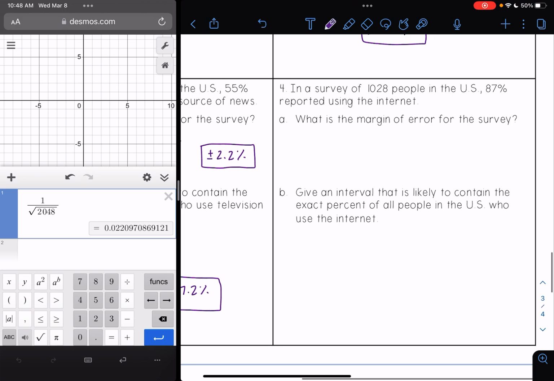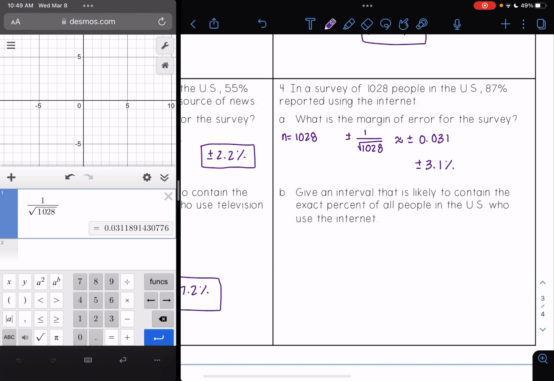Okay, let's look at one more. It says, in a survey of 1,028 people in the U.S., 87% reported using the internet. First, I want to find the margin of error for the survey. My n, my sample size, is how many people I surveyed, so it's 1,028. That means my margin of error is going to be 1 over the square root of 1028. Typing that in, I get approximately 0.031. Changing that to a percent, it's plus or minus 3.1%.